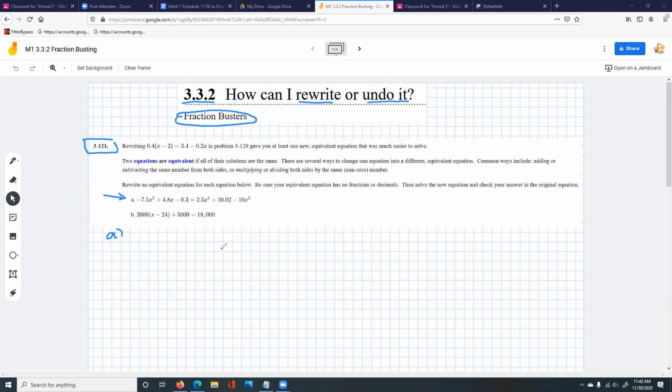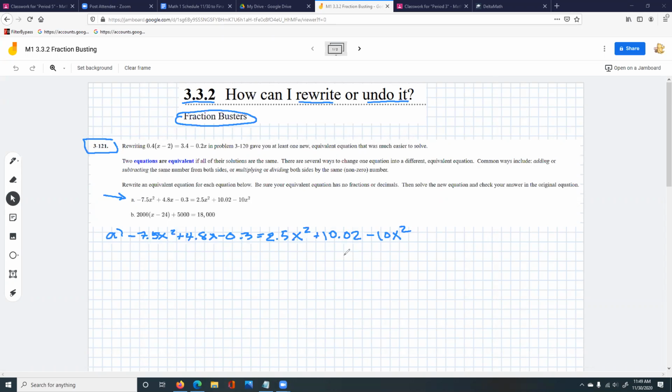So A, we have negative 7.5x squared plus 4.8x minus 0.3 equals 2.5x squared plus 10.02 minus 10x squared. We have a lot of things going on there, but we have a lot of decimals, right? And decimals tend to be like, is there a way to get rid of decimals?